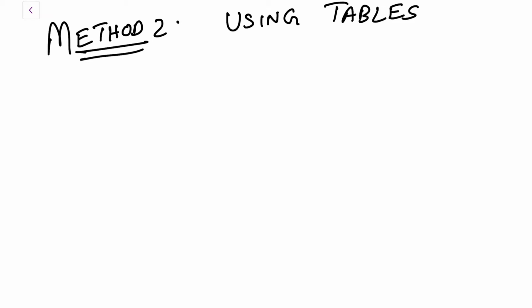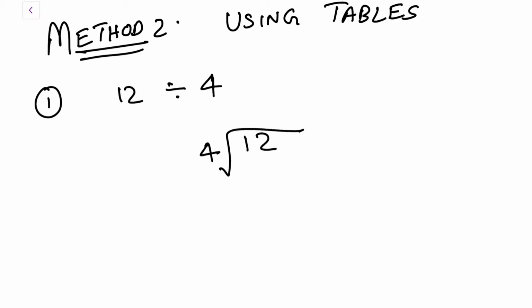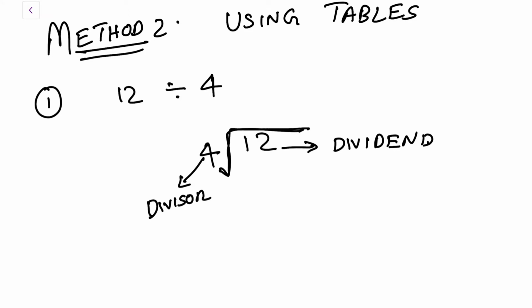Okay, let's take an example. Let's divide 12 divided by 4. How do we do this using method 2? So here is what we do. We put 12 here and we divide it by 4. Alright, remember, what is 12? Is it your quotient? Is it your divisor? It's your dividend. Very good. And what is 4? That's right, it's your divisor. So we put the divisor here and we write the dividend here.